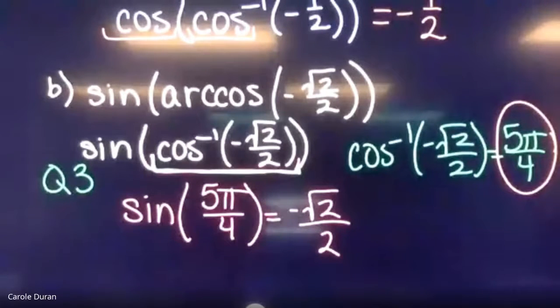They won't always come out to be the same thing. It just happened that it was an over 4 angle, so sine and cosine are the same there.